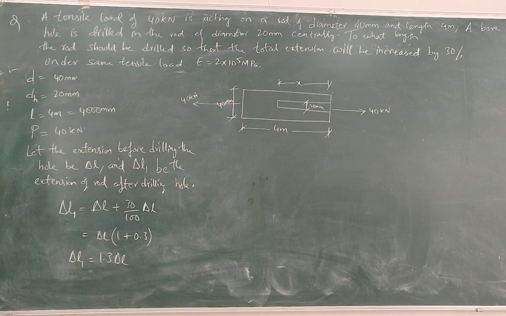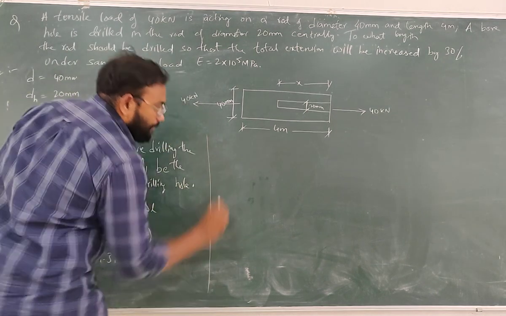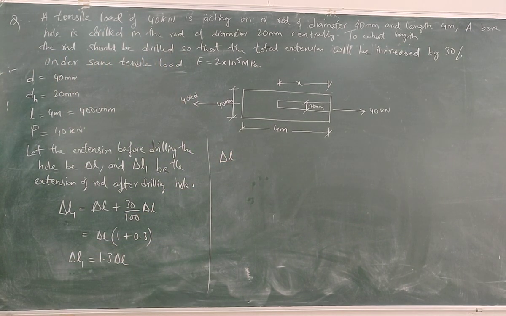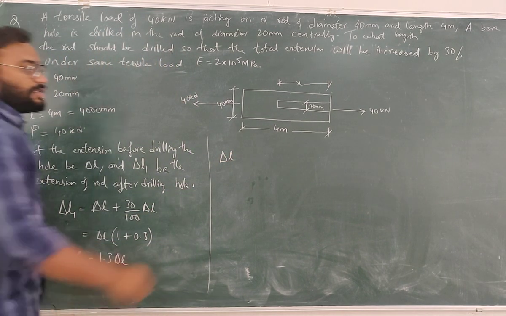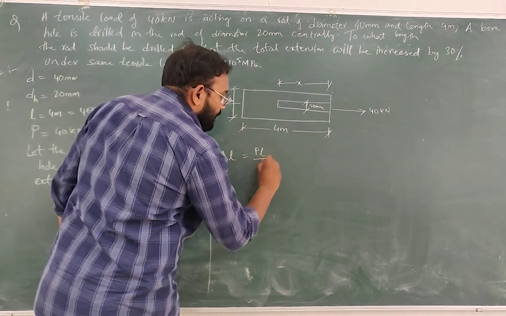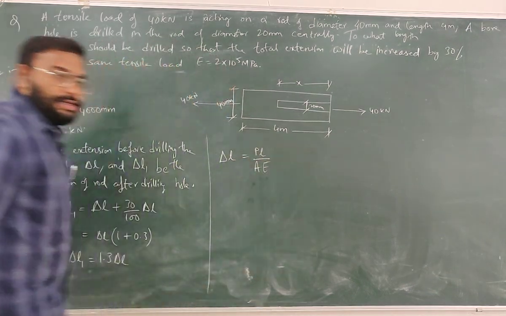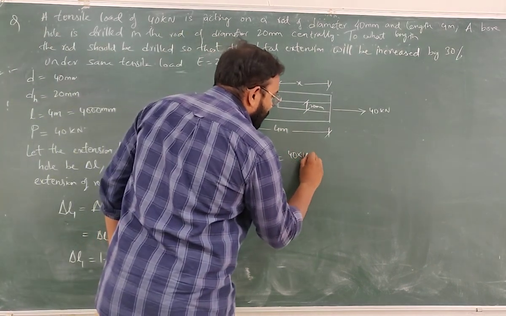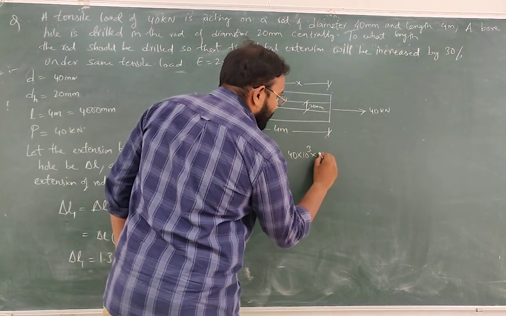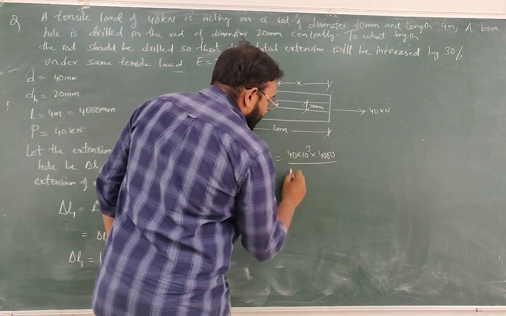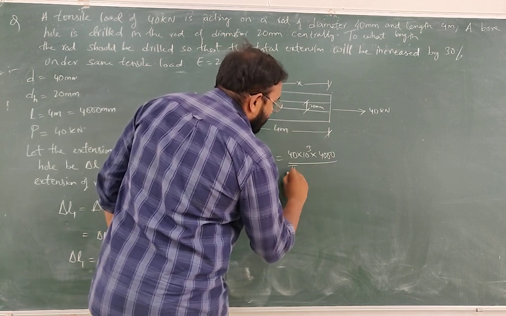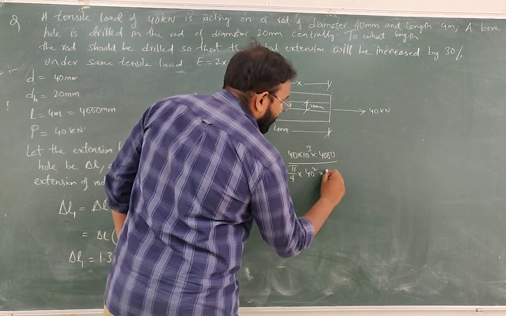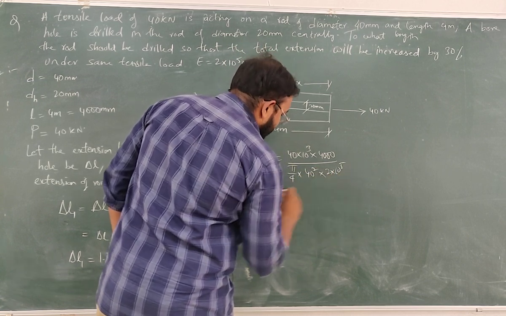Now we will first calculate what is delta L, the extension of the rod before drilling the hole. What is the formula? PL by AE. Now I am substituting all the values: 40 kilonewton multiplied by length 4000, divided by area of rod, pi by 4 into 40 square, multiplied by 2 times 10 power 5.